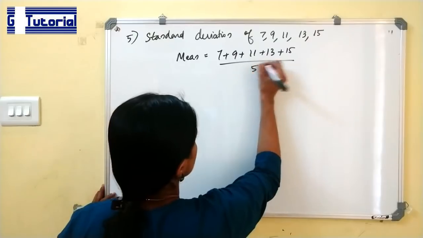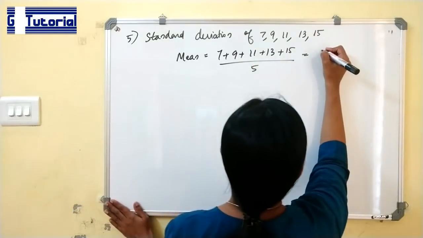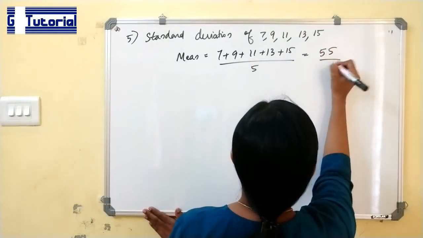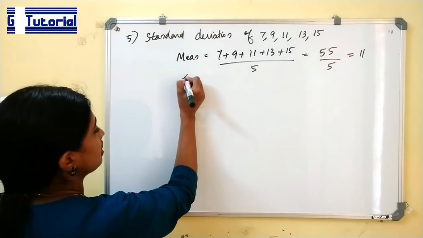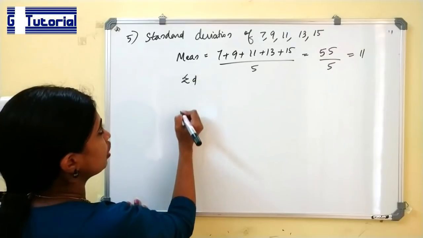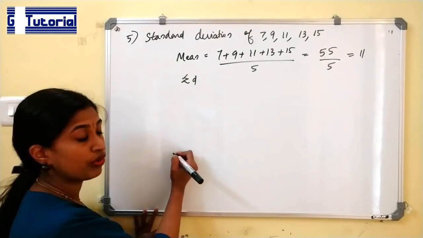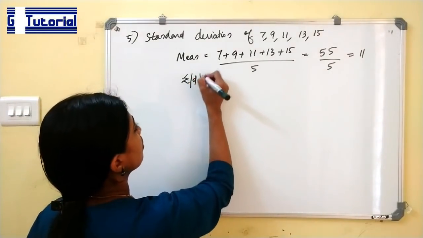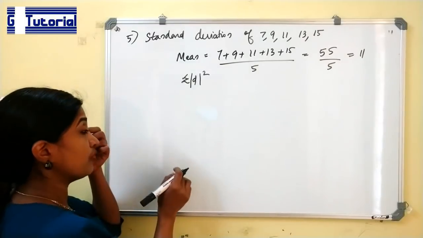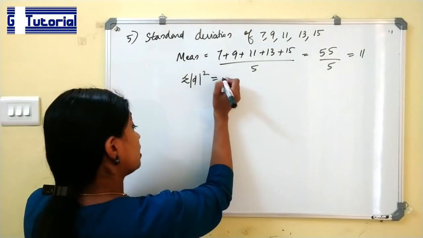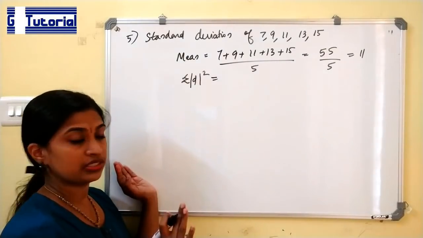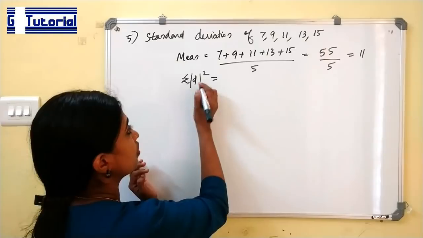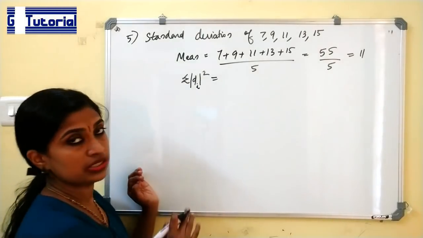5 observations. So the sum is 55. 55 by 5 is 11. This is the mean. And in order to find standard deviation, we have to find the square of deviation, the sum of squares of deviation. In case of mean deviation, we are just finding the sum of deviations. But in this case, we are going to find the sum of squares of deviations.